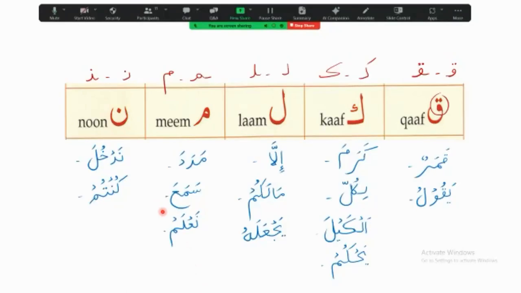Let's see the example here of na'alam. Here the meem is at the end and you see the shape is like this. And sometimes you see the example of the word kuntum. Here the meem letter is at the end, but the shape is like this one. So for meem, you will have to remember these three shapes.